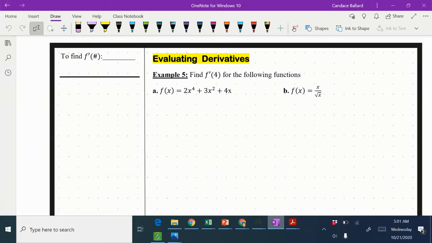In this video, we're going to continue covering topic 2.5 and 2.6, everything you wanted to know about basic derivatives. We're going to start with example 5.